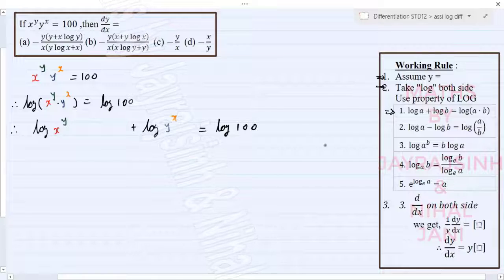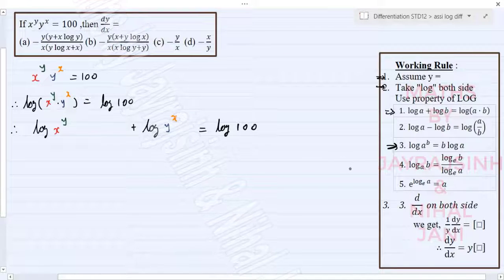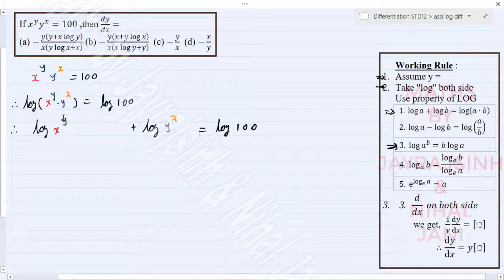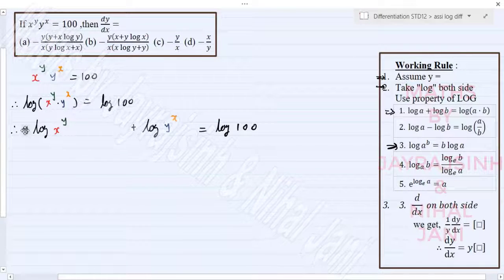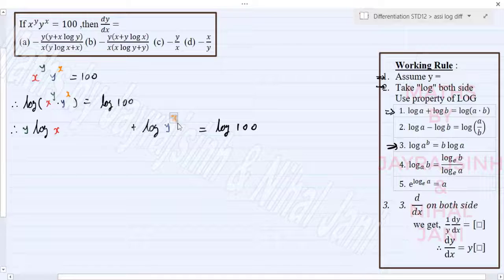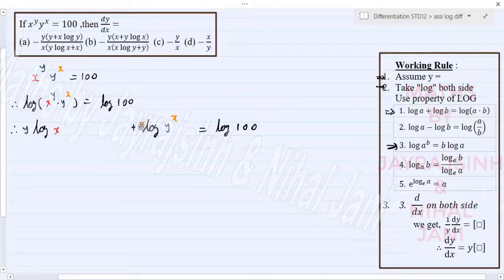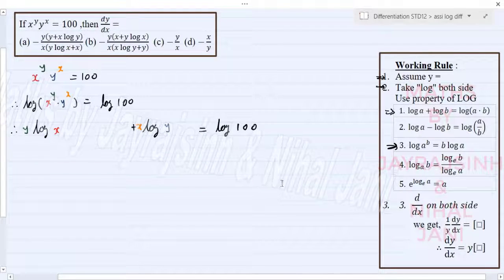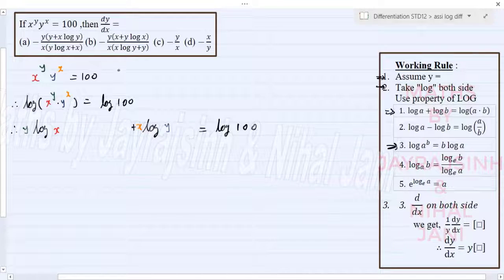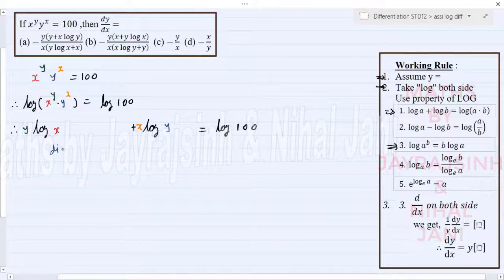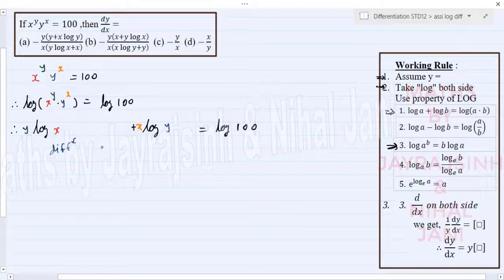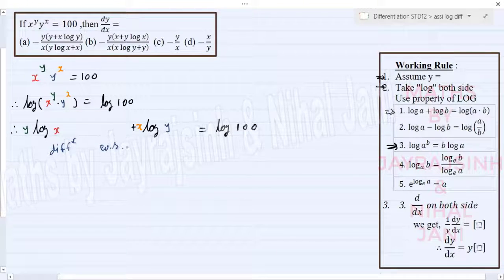Now for further simplification, you have to use third property, and according to third property, we can say your y will go within the multiplication of log, and similarly in second term, x will go to the multiplication of log. So here we get our simplest equation. So we are ready to differentiate our equation with respect to x.